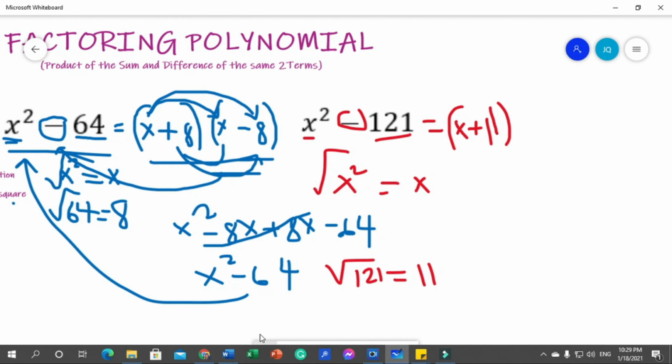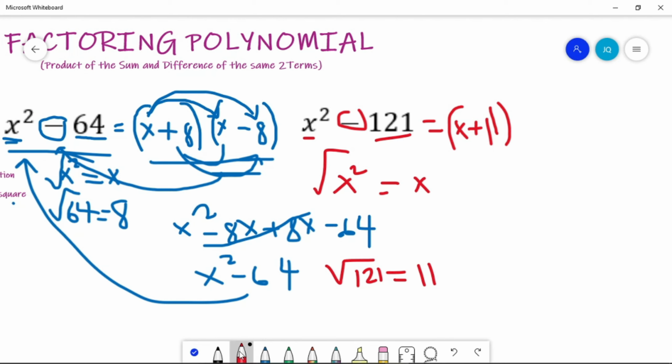Okay, so x minus 11, or you can write x minus 11 times the quantity of x plus 11. No, you can interchange the position of the two. So this is now the factored form of the polynomial x squared minus 121.